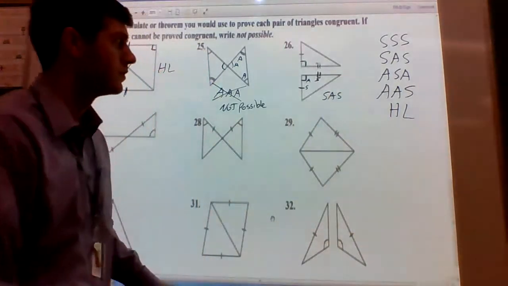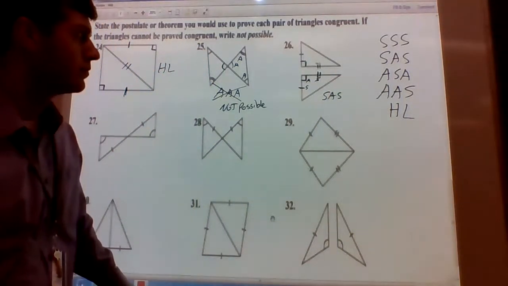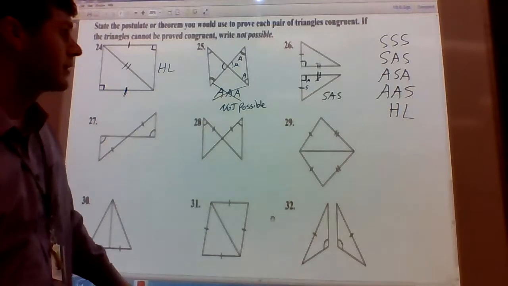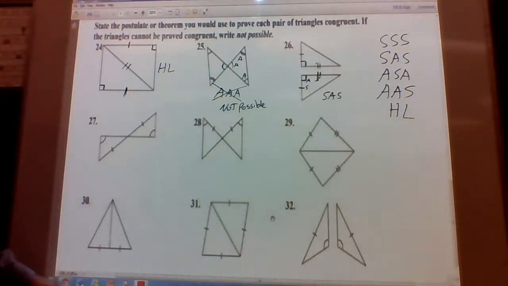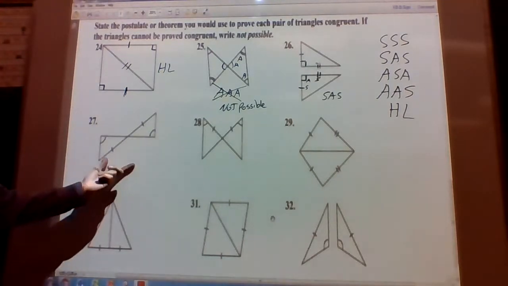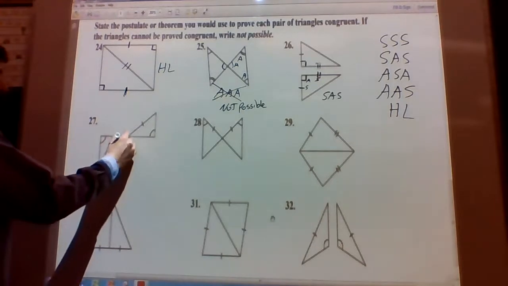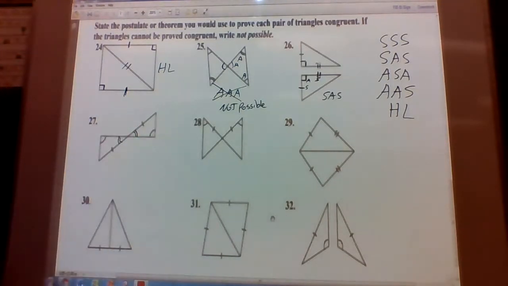Go in order. These triangles are going to be congruent by the side-angle-side postulate, which says if we have two pairs of sides that are congruent and the included angle is congruent, then the triangles are congruent. 27, again, look for shared sides, vertical angles. So we have vertical angles.